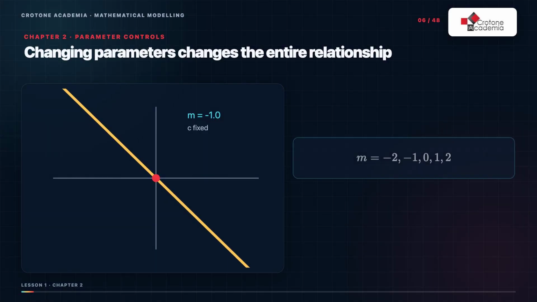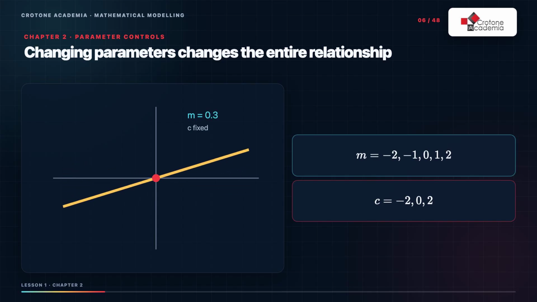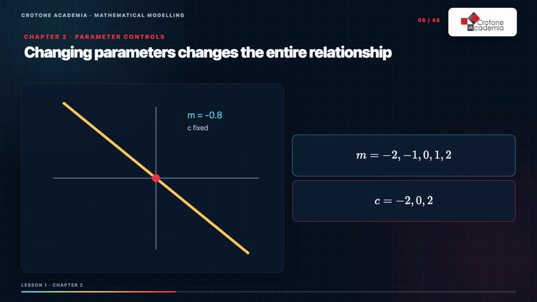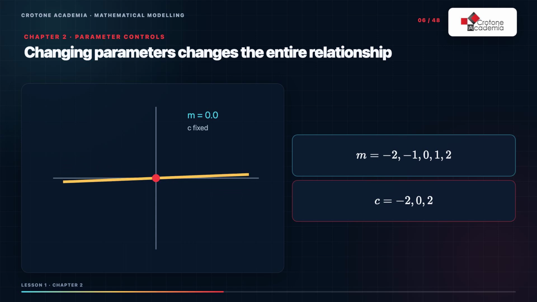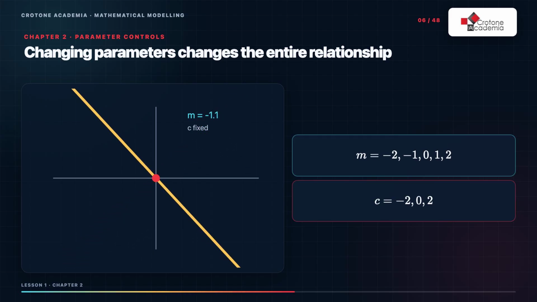Hold the intercept fixed and change the slope. Negative slopes fall from left to right. A slope of 0 gives a horizontal line. Positive slopes rise. The line rotates around its fixed intercept because the rate of change is being altered. Now, hold the slope fixed and change the intercept. The line moves vertically without changing its tilt.